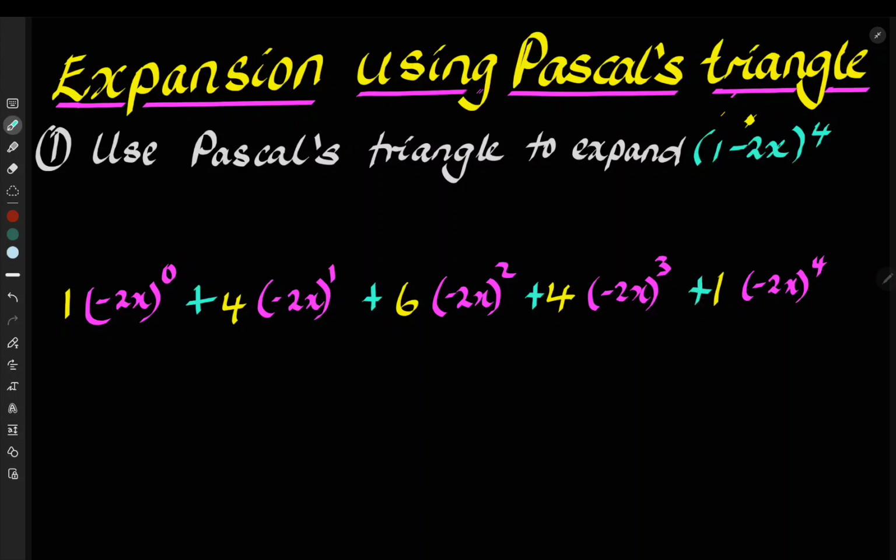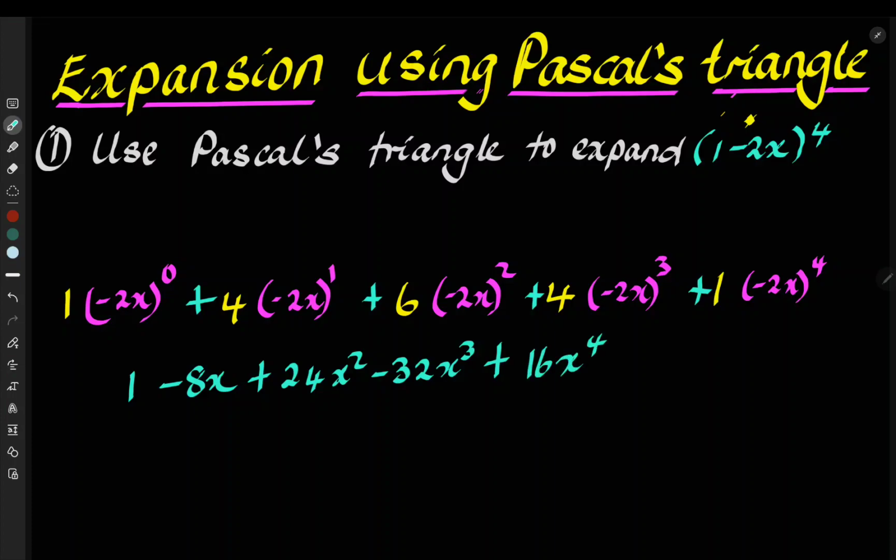So this negative 2x to the power 0 is just 1. So that will be 1. Then this one will be negative 2 times 4, that will be negative 8x. Then here it will be negative 2 squared, that is 4, times 6, that will be 24x squared. Then here it will be negative 2 cubed, that is negative 8, times 4, that will give you negative 32x cubed. Then this one will automatically give you a plus. So that will be negative 2 to the power 4, that will be 16x to the power 4.